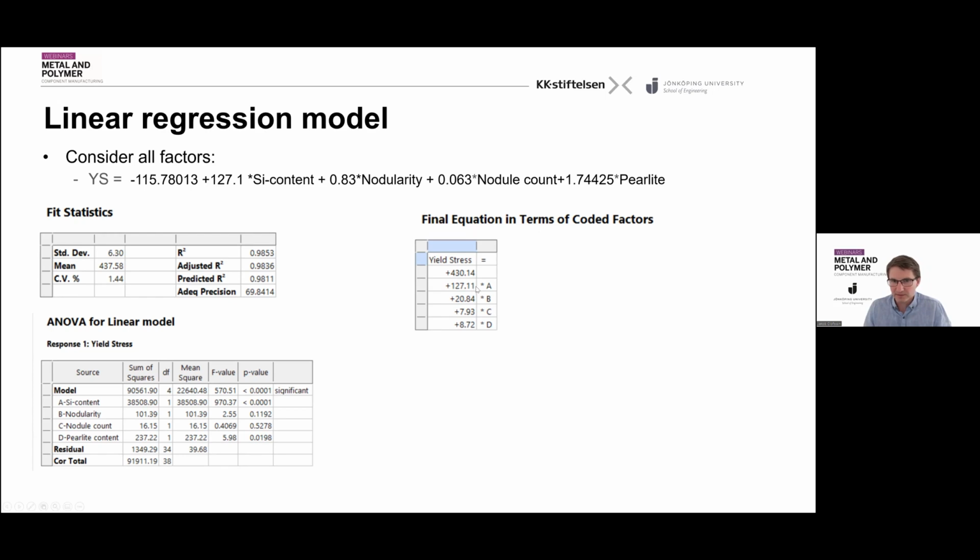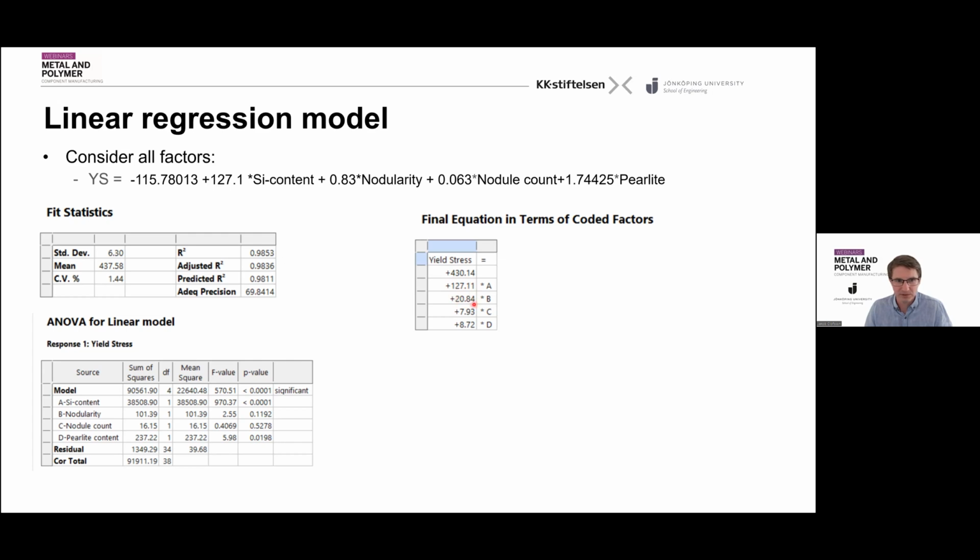And here we can see different values. Let's see if I can again get the pointer here. For A, which is now the silicon content, we see we have a high value, 127.11. So that means that it has a very high impact on our results. And then we can compare that to C and D, which is our nodule count and perlite content, which is around 8. So this is 15 times lower than the silicon content. So in this range that we're investigating, the silicon content is by far the most contributing factor. So silicon is the highest effect here.